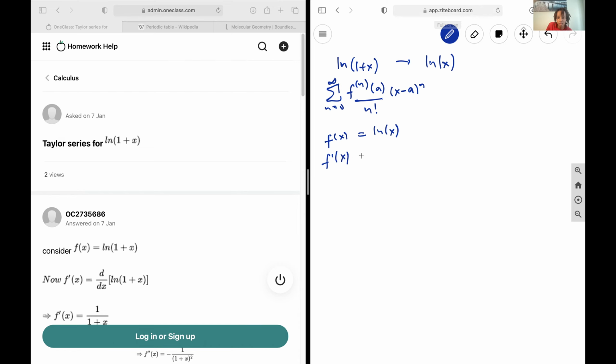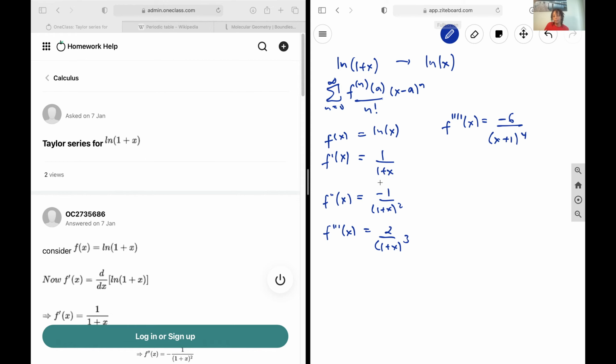We know that the first derivative is going to be equal to 1 over 1 plus x. The second derivative is going to be negative 1 over 1 plus x squared. The third derivative is going to be 2 over 1 plus x cubed. The fourth derivative is going to be equal to negative 6 over x plus 1 to the power of 4. And so let's go ahead and write out our summation.